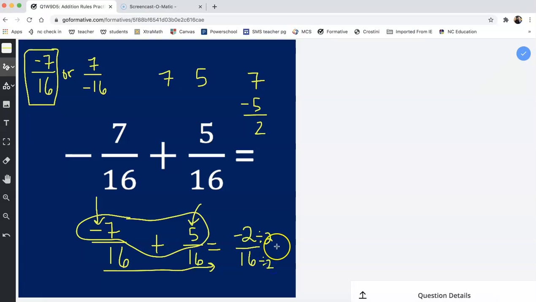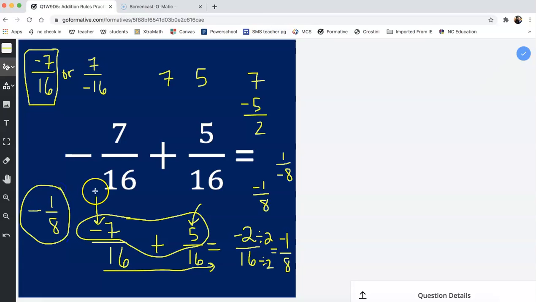Now we can reduce this by dividing each by 2. -2 and 16 are both even numbers, so we can divide them by 2. -2 divided by 2 is -1. 16 divided by 2 is 8. Now, you could write your answer as -1/8. You could also write your answer as 1 over -8. But most people are going to go ahead and put that negative back in the middle, like in front of the fraction bar, and they'll write their answer like this, -1/8.